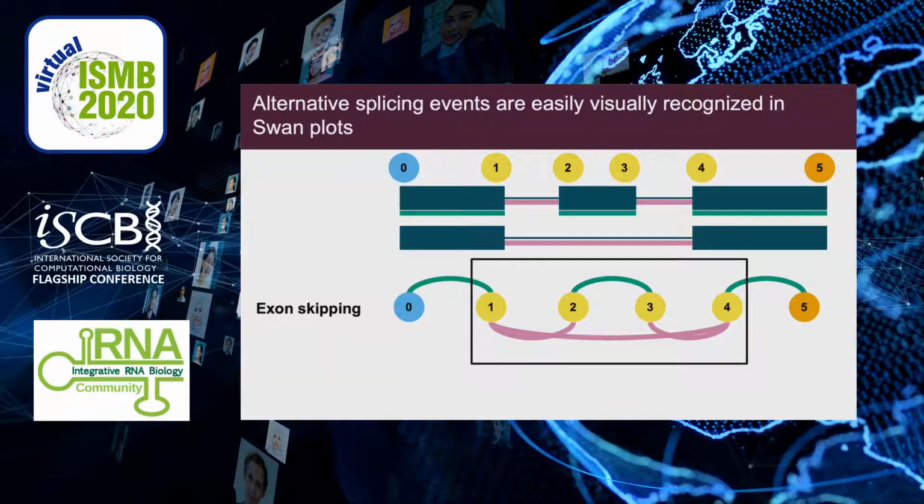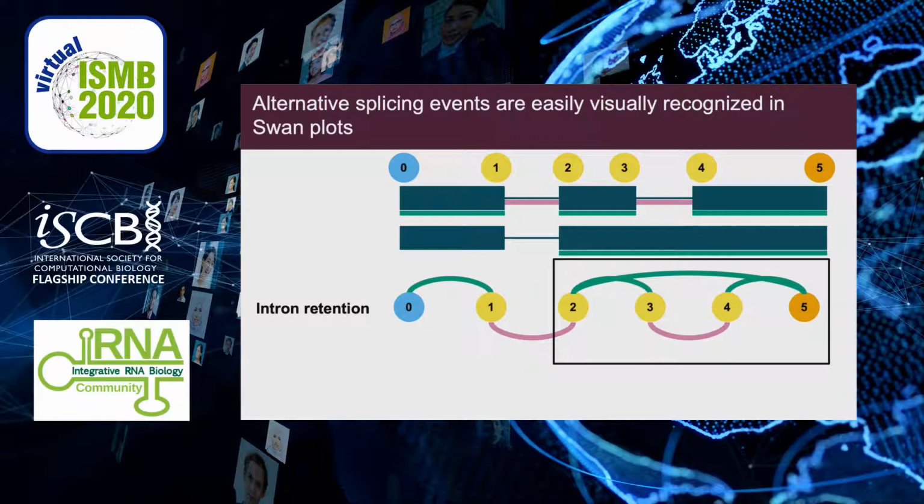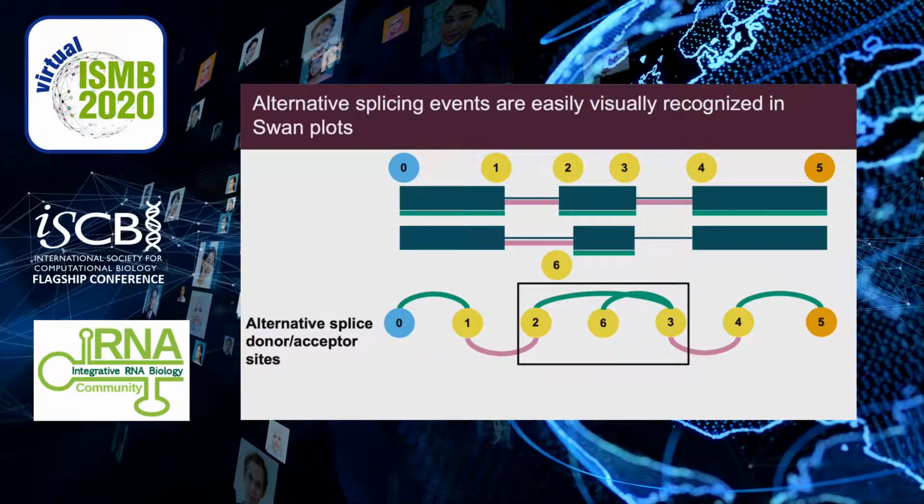For instance, exon skipping, as illustrated by the transcript models and Swan representation seen here, is easily recognized by an intronic pink arc that completely spans an exonic green arc. Similarly, intron retention is seen when an exonic green arc completely spans an intronic pink arc. Alternative splice donors and acceptors can also be seen when there are multiple incoming or outgoing exonic edges from the same node.